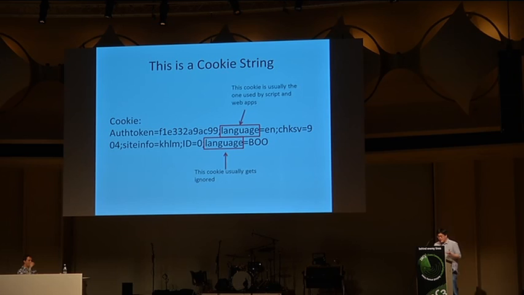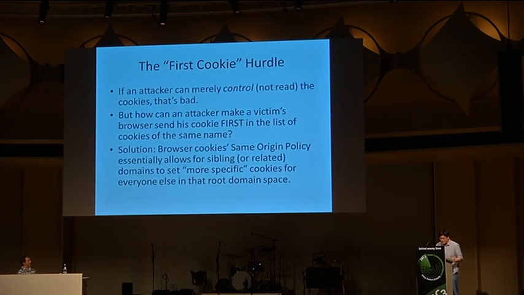As it turns out, it's usually the cookie that is first in the string that is processed or used by a script or a web application. And that's really the basis for this attack, being able to override cookies in this manner. We'll show you why this is important in a little bit. So, if an attacker can merely control, not read the cookies cross-domain, that's bad. I'll show you examples of that coming up soon.